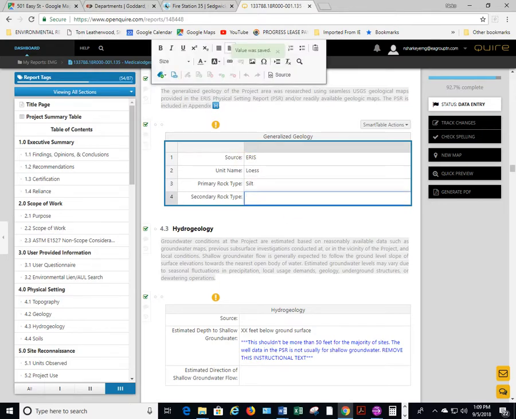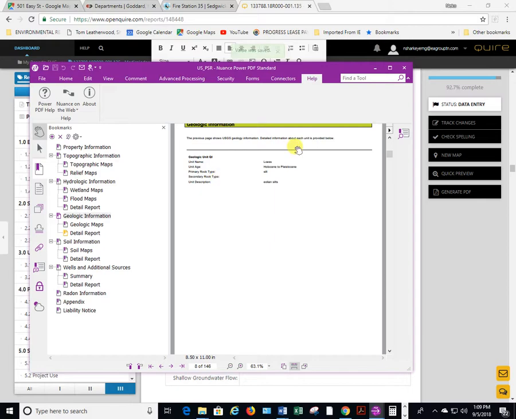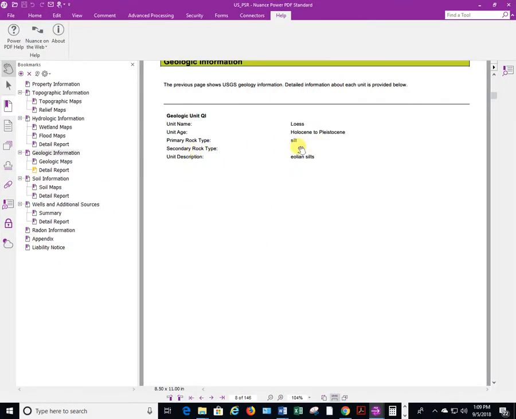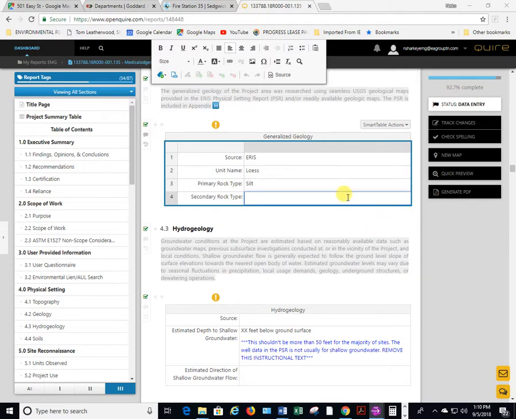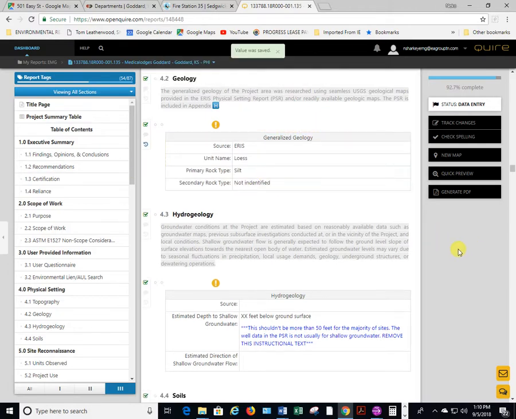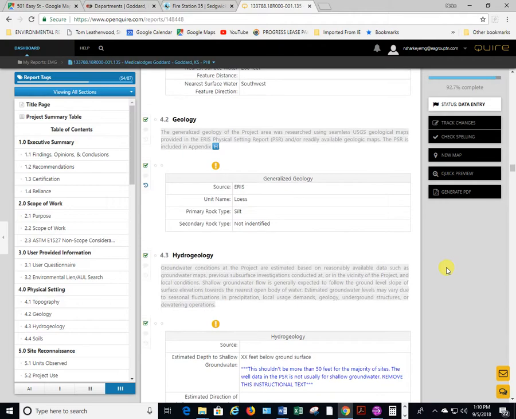Secondary rock, they didn't list one. Okay, it's blank. What do I do there? Leave it blank. Okay, it wasn't there. But I write in this block, not identified. Okay, that's it. That's section 4.2.